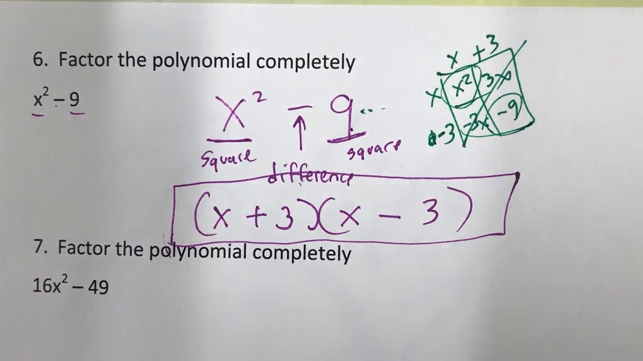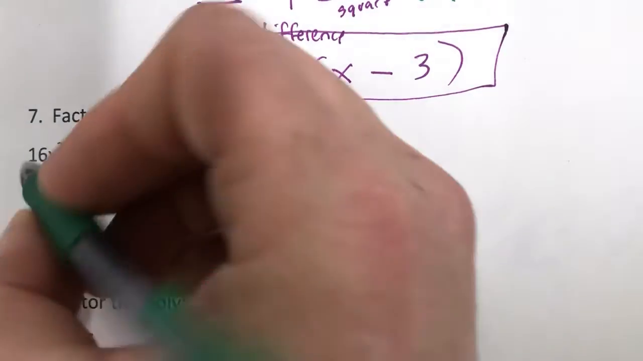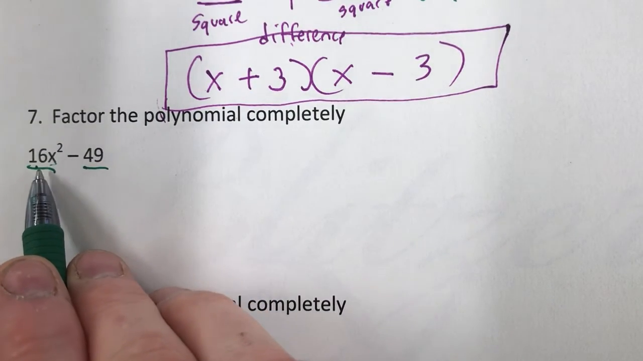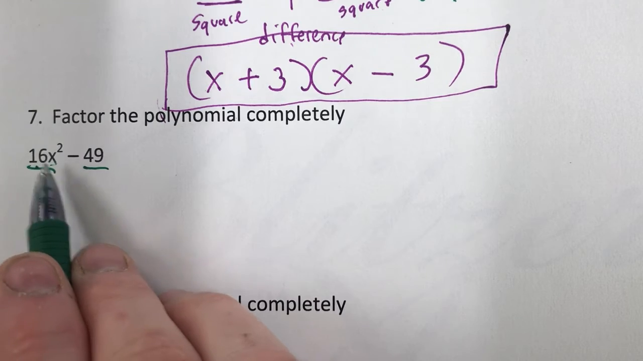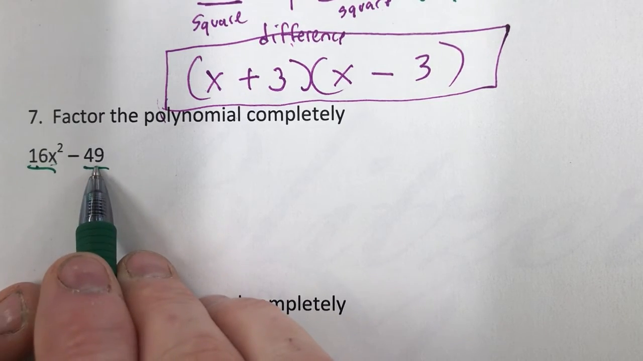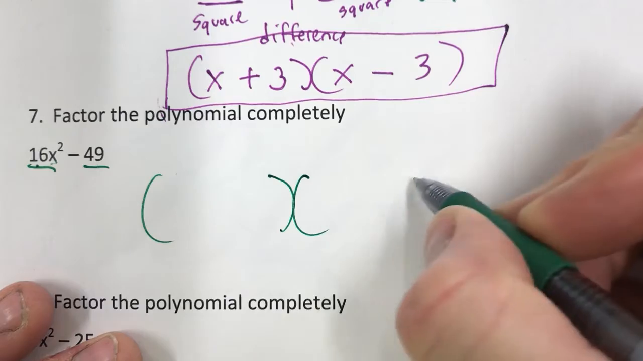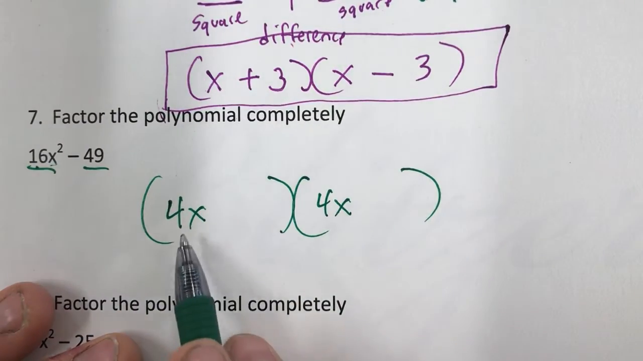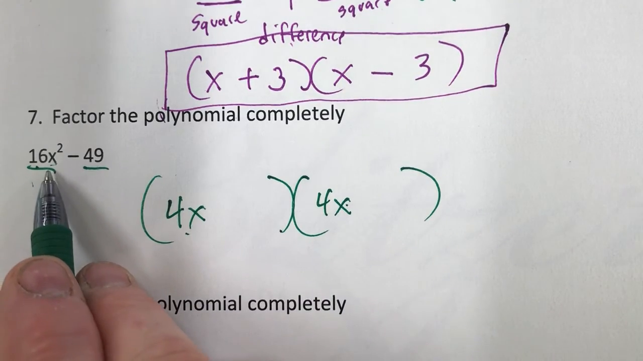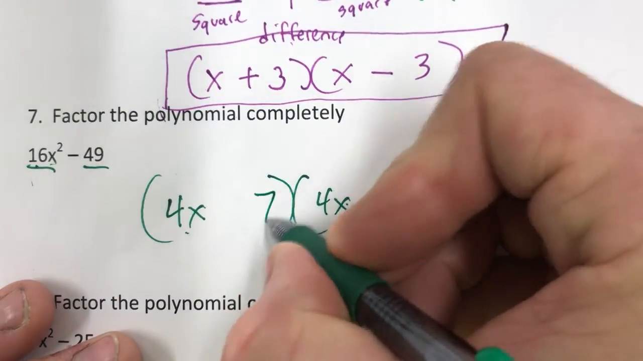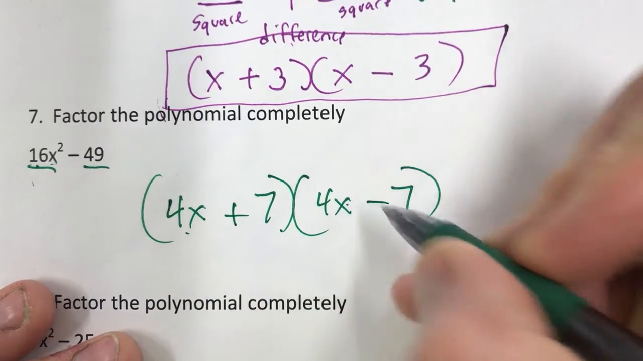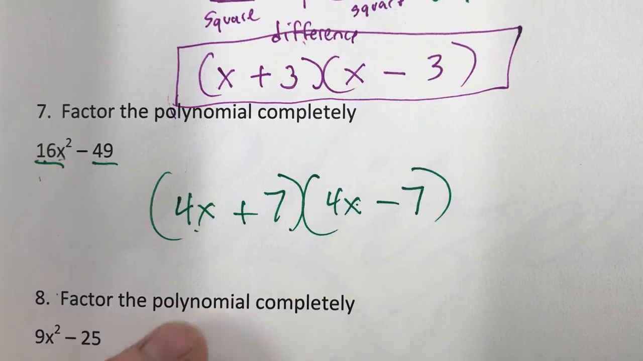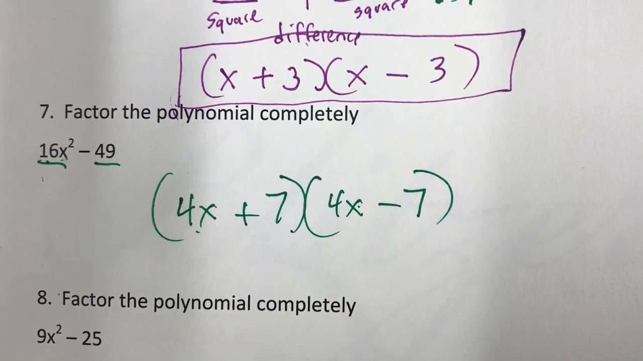But all right, so look at this next one. That's a square and this is a square. This is 4x^2. See, the square root of 16 is 4. The square root of x^2 is x. The square root of 49 is 7. So I can make out my 2 factors. I've got 4x and 4x. See, 4x times 4x is 16x^2. And then 49 would be 7. One's plus and one's minus. Okay, it doesn't matter if you put the plus one first or the minus one first. It really doesn't matter. But that's what we're doing here.